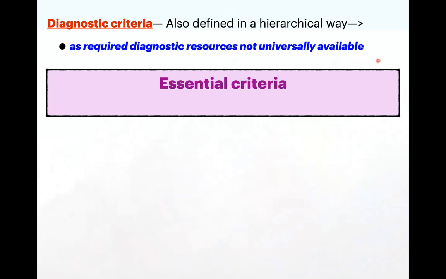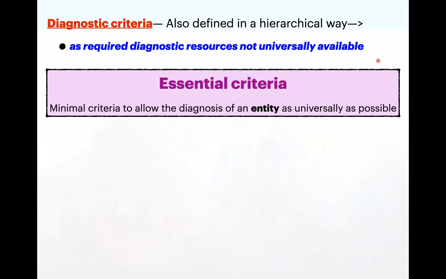Essential criteria are the minimal criteria to allow the diagnosis of an entity. Focus on the term entity, as universally as possible. So in the large B-cell lymphoma family, for DLBCL NOS, the minimum criteria will allow you to diagnose DLBCL NOS among the large B-cell lymphomas. So that is for the resource constraint. They are assuming that this much resources will be available everywhere, so people will be able to diagnose and at least put them into distinct entities. They may not be able to subtype them, but at least they can put them into the entities.